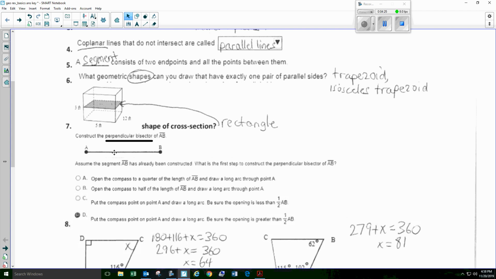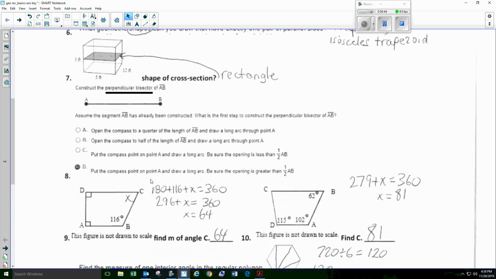You turn around, do the same arc the other way, and then connect them for your perpendicular bisector. Remember, perpendicular means 90 degrees. Bisector means it splits it in half. So we could put hash marks there after we constructed it, with a 90-degree perpendicular symbol.